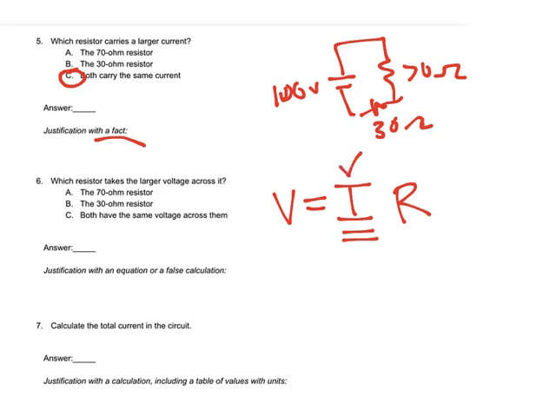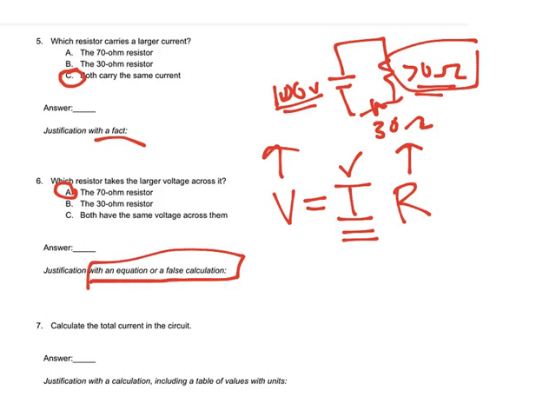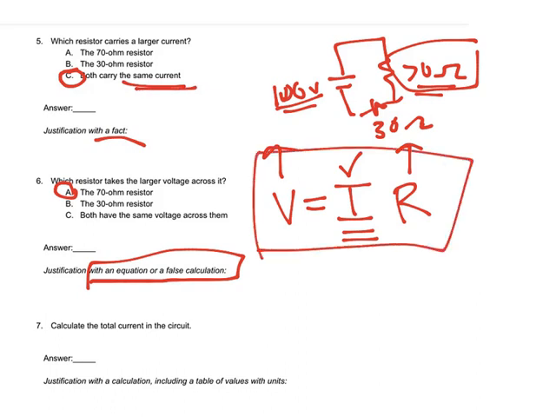So they have the same current, this is a constant, but if this one has more resistance, that means it gets more voltage. And so you can also think about this as, well, the more resistance it has, the more volts, the more energy it's going to take to get over that bigger resistance. So it'd be that 70 ohm one. That's why I said justification with an equation or a calculation. So the idea is that, yeah, they have the same current, which is what we said earlier, and therefore this would be true. And then after that, calculate the total current in the circuit.